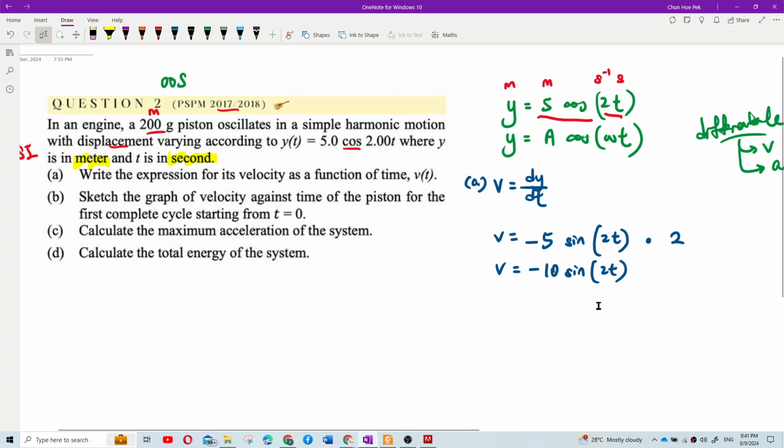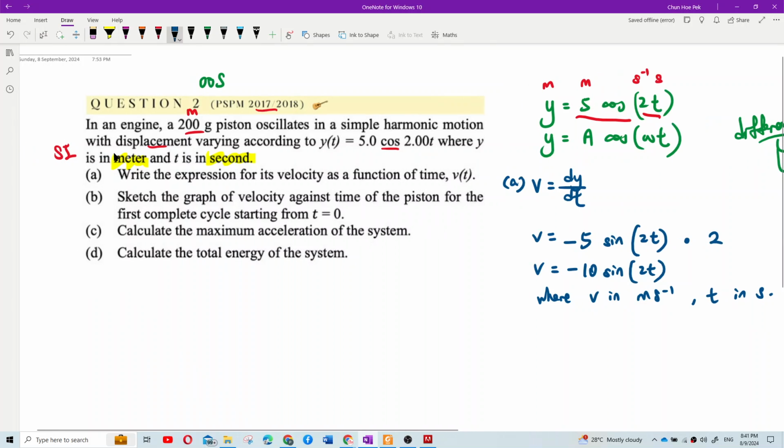So you got already the equation, where v is in meter per second and t in second. Memang semua dalam SI unit lah, sebab dulu pun dia dalam meter dan second. So I got the equation.